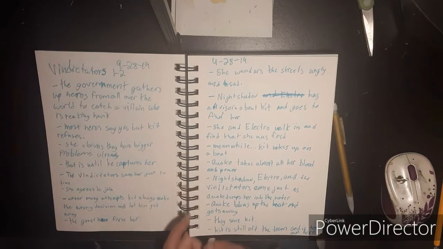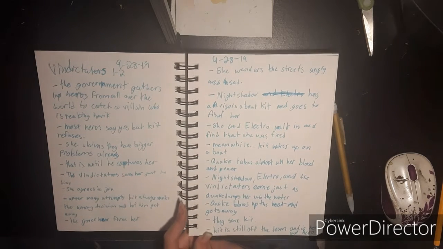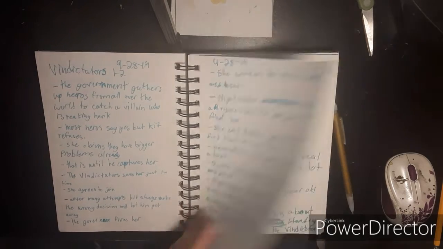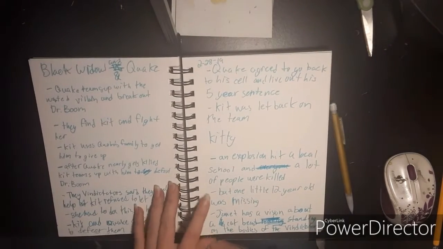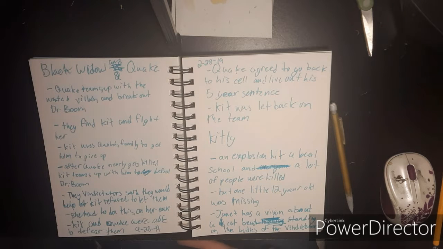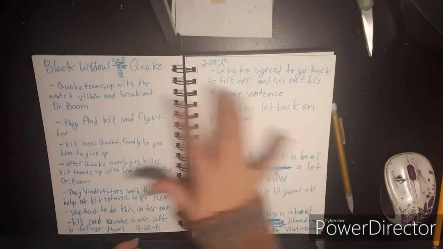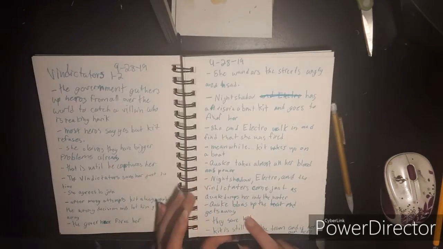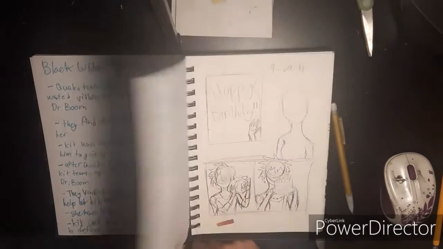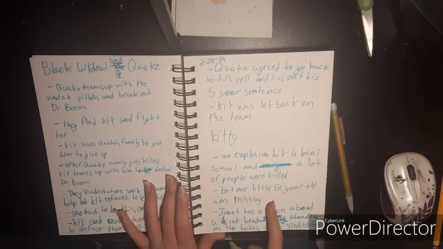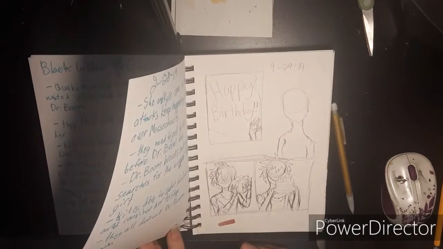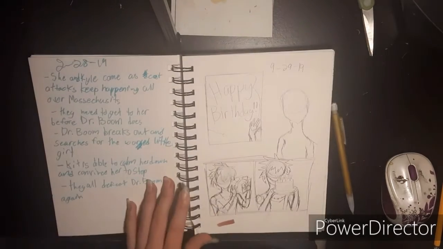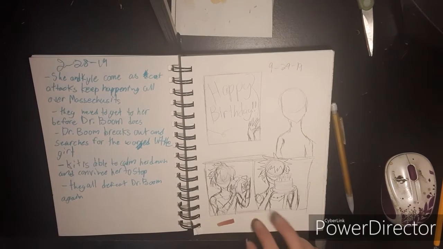Oh my god, Night Shadow and Electro from a different story. A lot of this is not really real at all anymore. A lot of the stuff has changed later on. Black Widow and Quake, I've deleted this from the story, and so this is what happened. This is what happens directly after this, and Kit does not get fired anymore. And Kitty, I've actually changed this a little bit too. I've changed most of the story already.